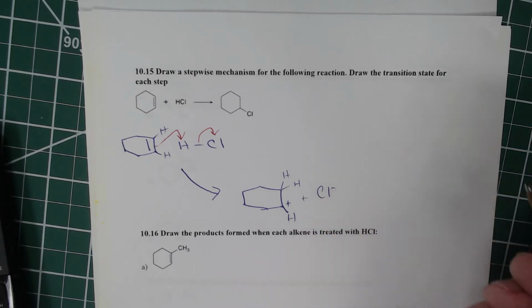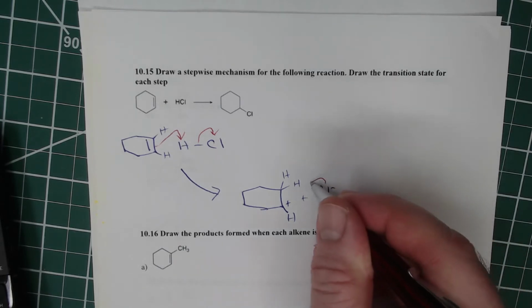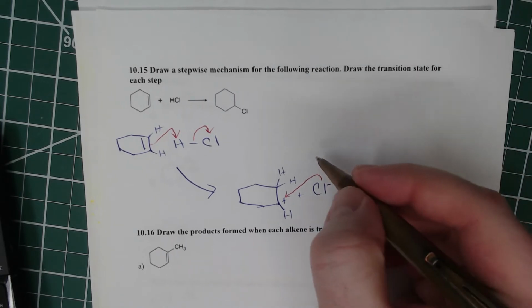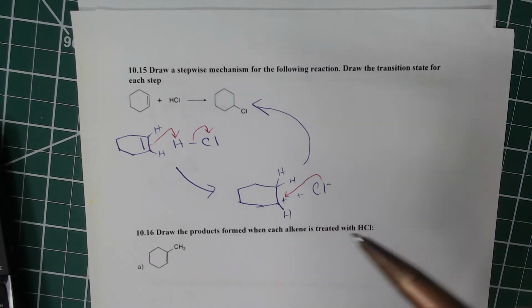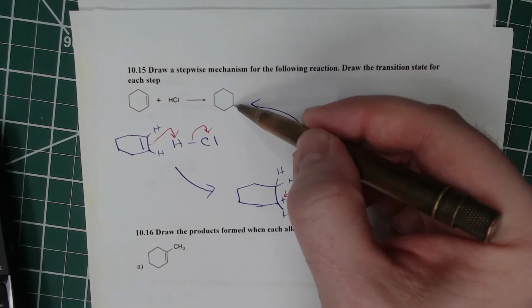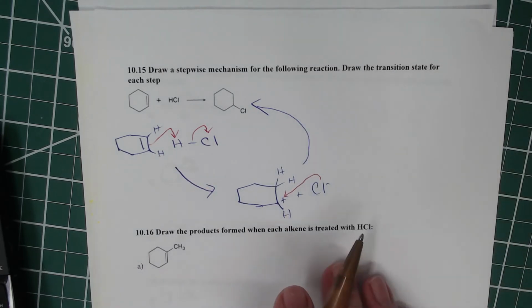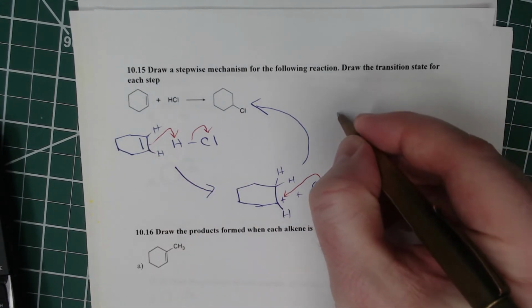So that is present. And so now for our second step, we're going to draw an arrow from that chloride to the carbocation. And that's it. I'm just going to go back to here. And so there are two implied hydrogens there. There's one hydrogen there that was there to begin with. And that is our structure. We also want to draw the transition state for each step. So let's draw the transition state for this first step.